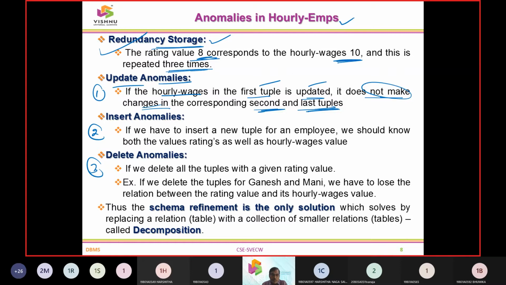The next one was insert anomaly. When we talk about insert anomaly, if we have to insert a new tuple for an employee, we should know both the values, rating as well as hourly wages.